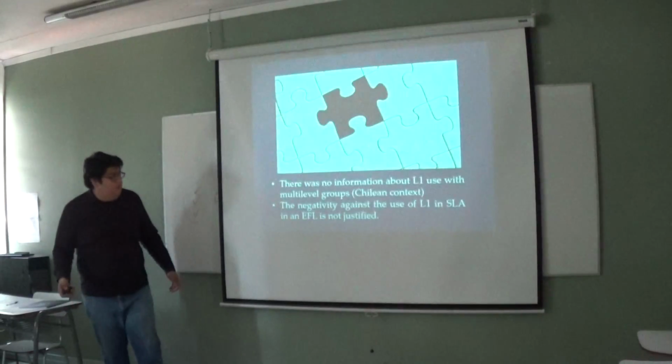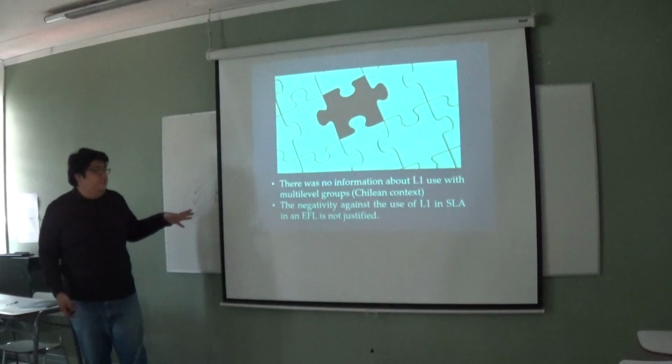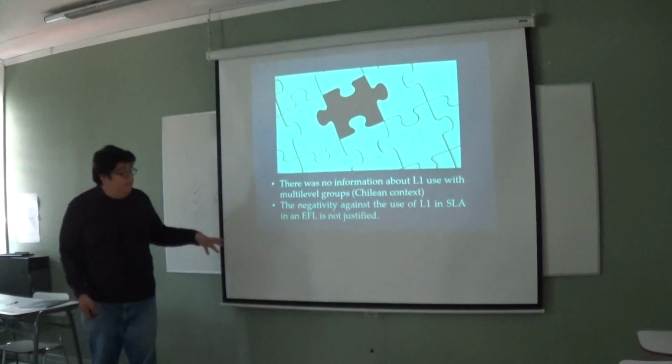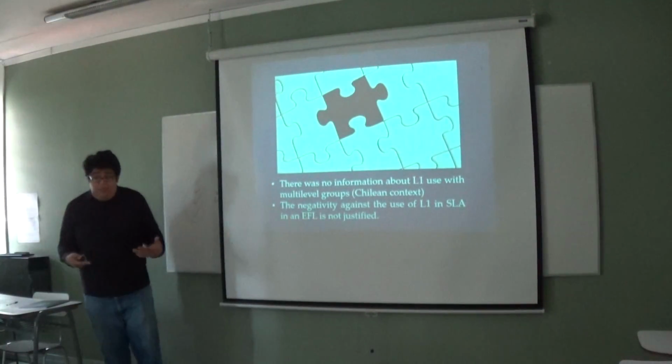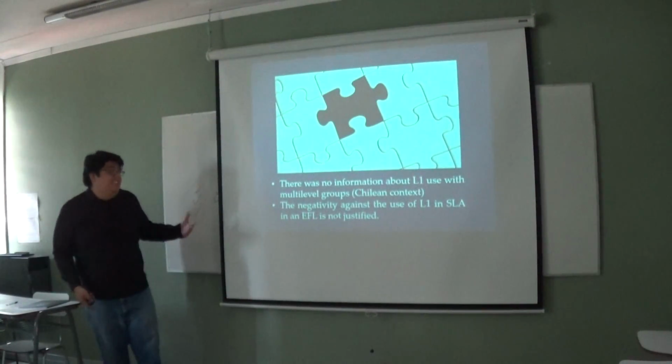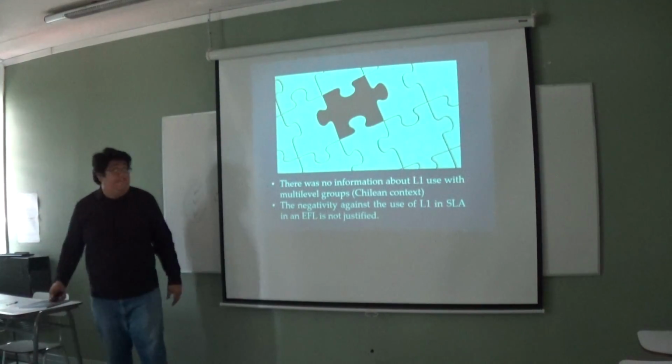Gap in knowledge. Well, regarding everything that I read, there's more information about L1 used with multi-level groups in the general context, and in our context, almost every class has multi-level learners. And the negativity against the use of L1 in SLA in an EFL context is not justified.